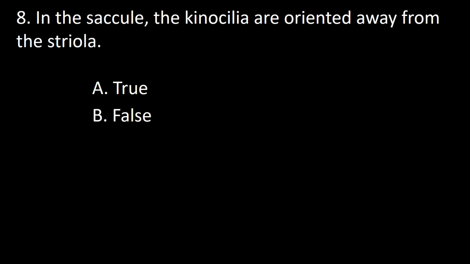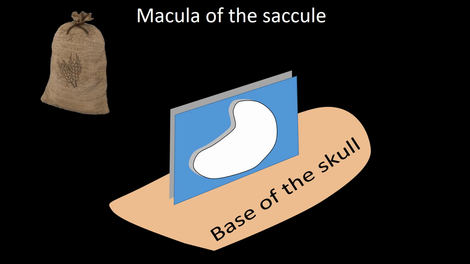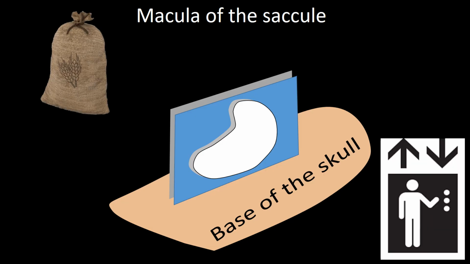Next question. In the saccule, the kinocilia are oriented away from the striola. A true, B false. Previously, we said that the macula of the saccule is perpendicular to the base of the skull, and therefore, because of its vertical arrangement, it responds to up and down acceleration and decelerations.